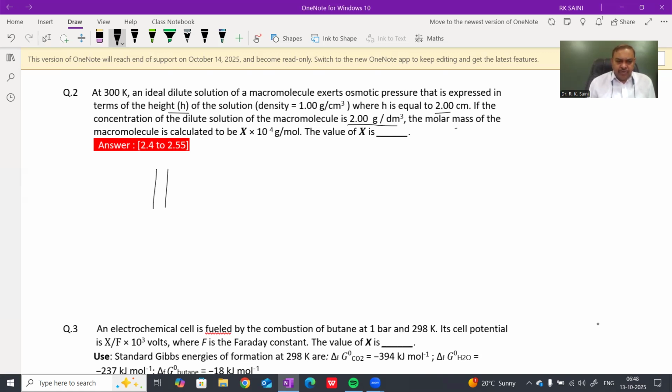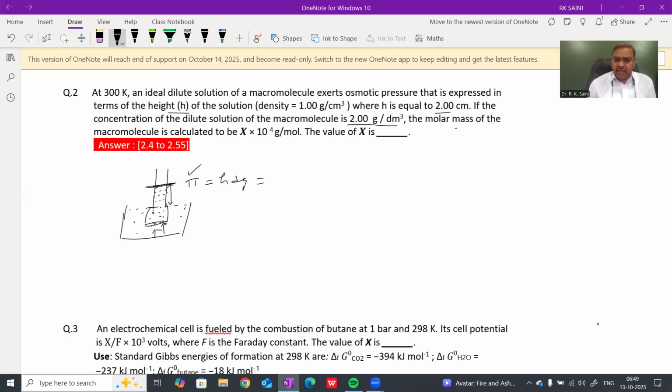First, we identify osmotic pressure with respect to height. When a solution of macromolecule is separated by a semi-permeable membrane and put in water, the height of the solution increases. When sufficient height or hydrostatic force is reached at which the flow of solvent particles into the solution across the semi-permeable membrane is stopped, then this height or hydrostatic force is known as osmotic pressure, and it equals h d g.